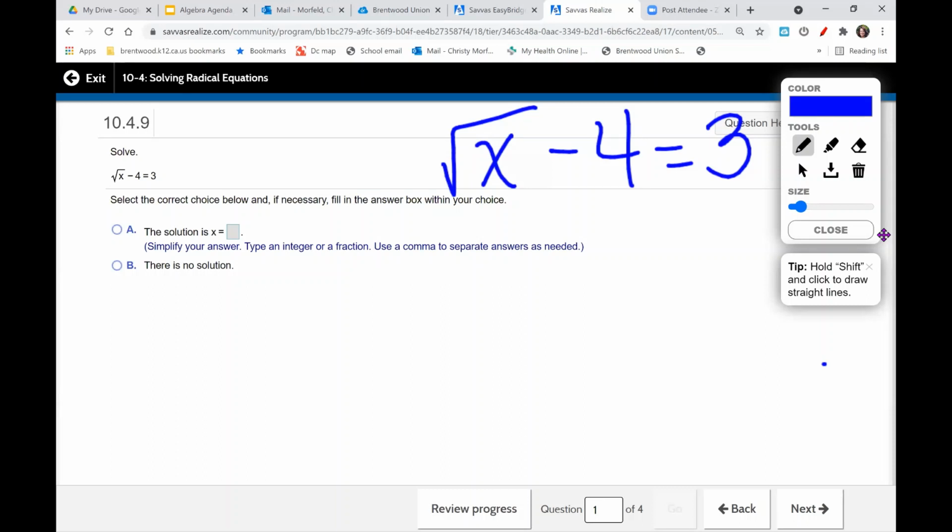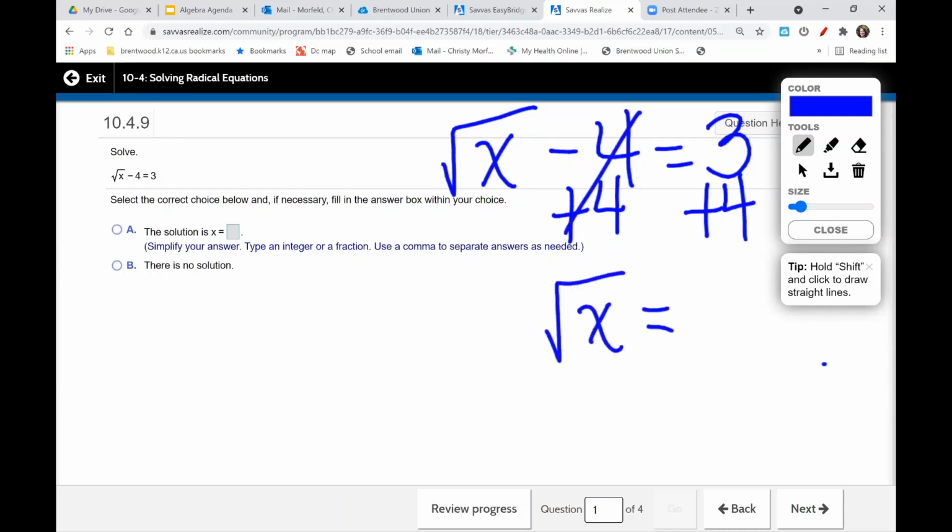This is very similar to what we did when we had absolute value bars as well. What you want to do is get the radical isolated. So if there's other stuff around it, you need to do the inverse operation. So I have a -4 next to my radical. I need to move it first before I do anything else. You've got to clean up around the radical. So to move the -4 to the other side, I would add 4 to each side. And now I would have radical x equals 7.